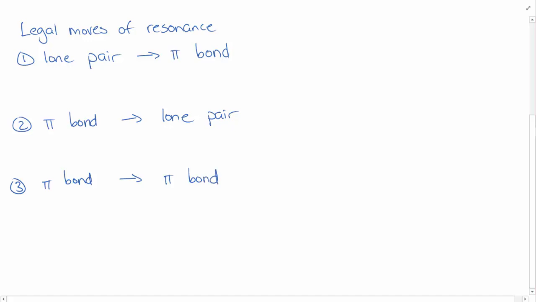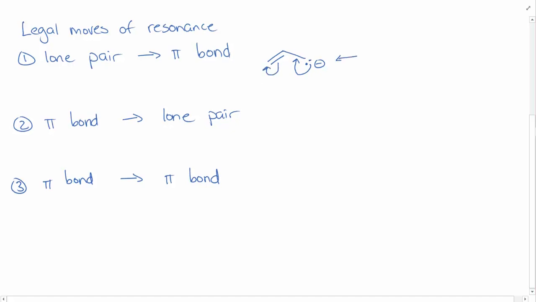So let's see what we mean by this. An example of a lone pair going to a pi bond is if I have this allyl anion here. So there's a lone pair here with a negative charge. If I take this lone pair, I can put it here and move these electrons to the carbon on the end, and that is giving me a new resonance structure in which I've turned this lone pair here into this pi bond here.